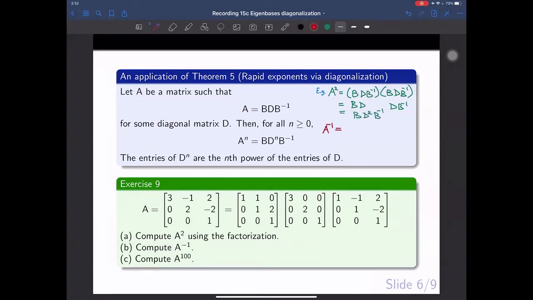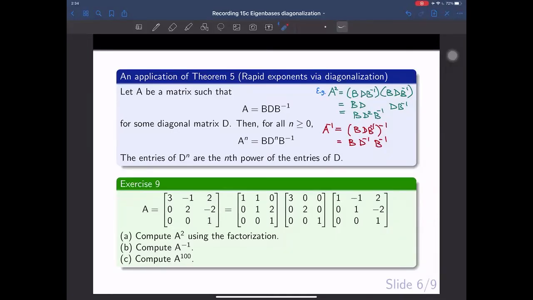Let's say I want to compute A inverse. We know A is P, D, P inverse. But what we can do is take the inverse of each of these, but do this in reverse order. So first I take the inverse of P inverse, which is just P, and then I take the inverse of D, and then I take the inverse of P, which is P inverse.